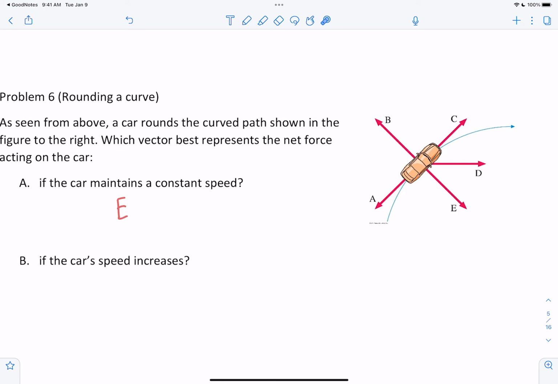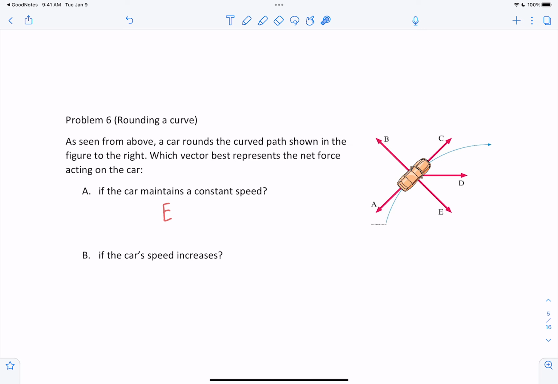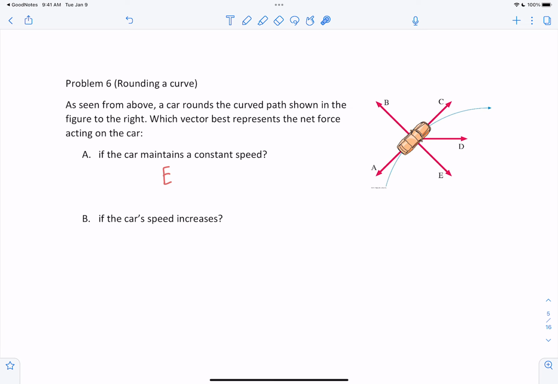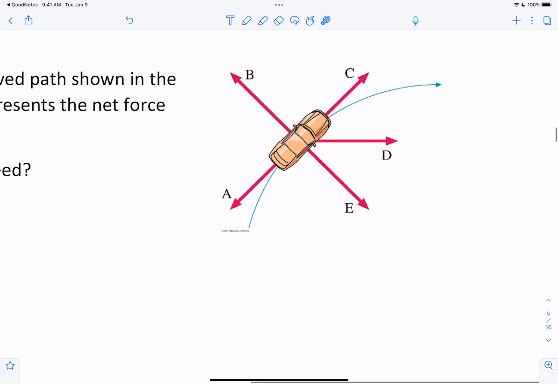Now, alternatively, if the car's speed increases, we would still have an acceleration pointed towards the middle. It's just not directly towards the center of the circle. It still points inwards, because you're making that turn. A or C would be velocity vectors, because they're tangent to the curve. B is almost never an answer because this is just nothing here, really.